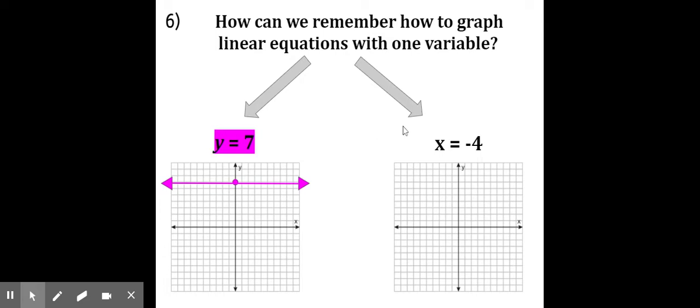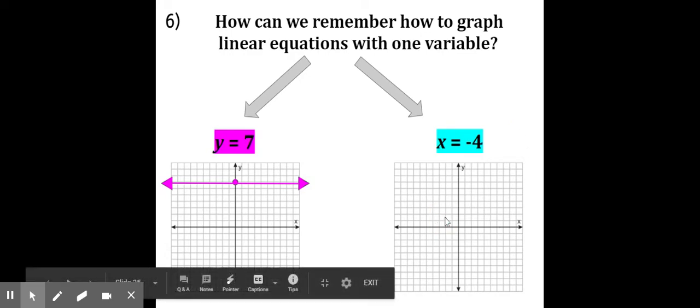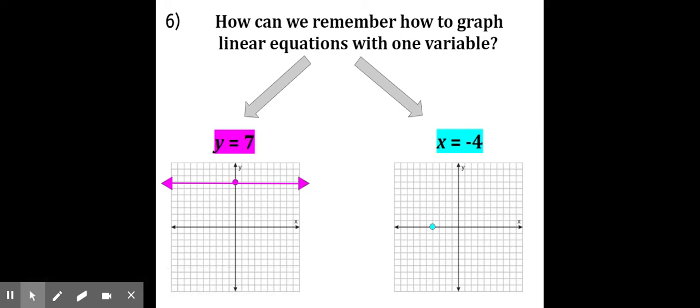Okay. And then when we have x equals negative 4, well, of course, if we go on the x-axis, we could plot a point here at negative 4. And because the equation only has an x in it, it can only go through the x-axis, which means the line is going to have to be vertical so that it only cuts through the x-axis. It can't ever touch the y because there's no y in the equation. Okay, so we've learned how to graph these special cases where we have one variable in the equation. We either have a horizontal or a vertical line.